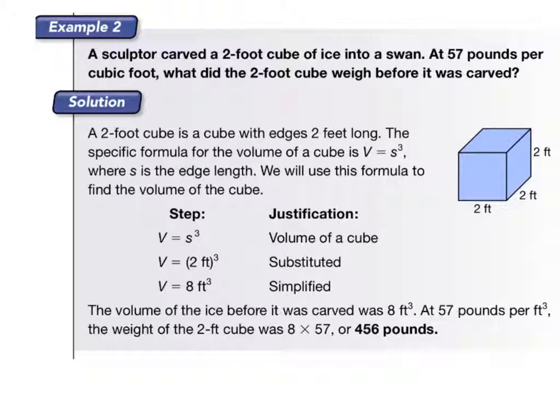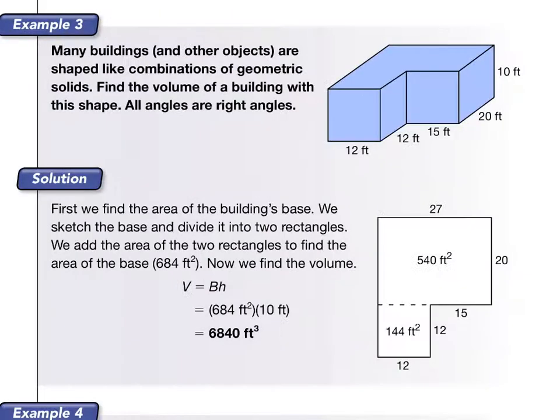Okay, so let's go on to another one. Here we have an example of an irregular shape. This is similar to what any kind of building would be, you know, buildings that aren't always just rectangular prisms. So this is a 12 by 12 by 15 by 20 by 10. These are all the dimensions of this particular building.